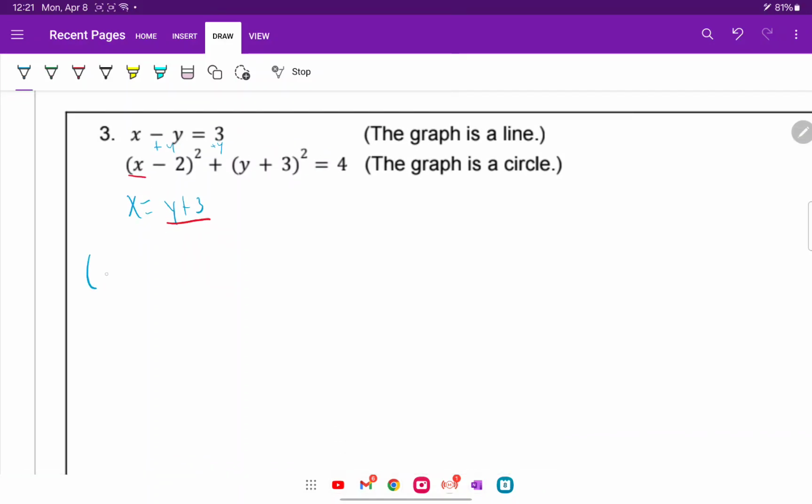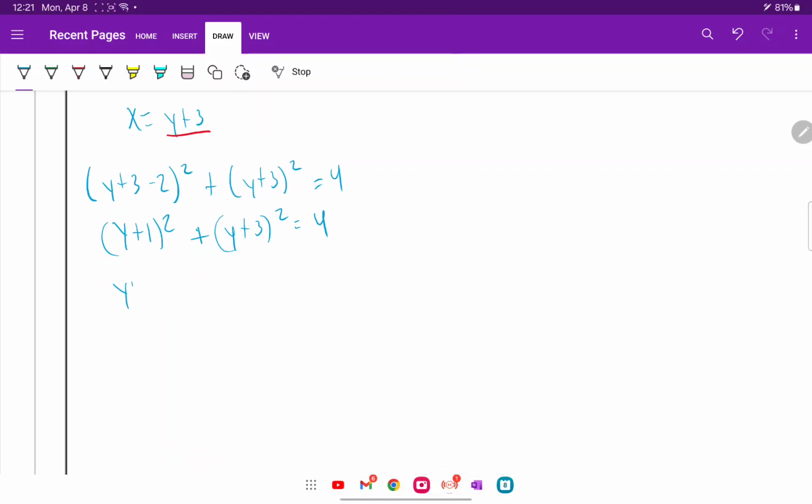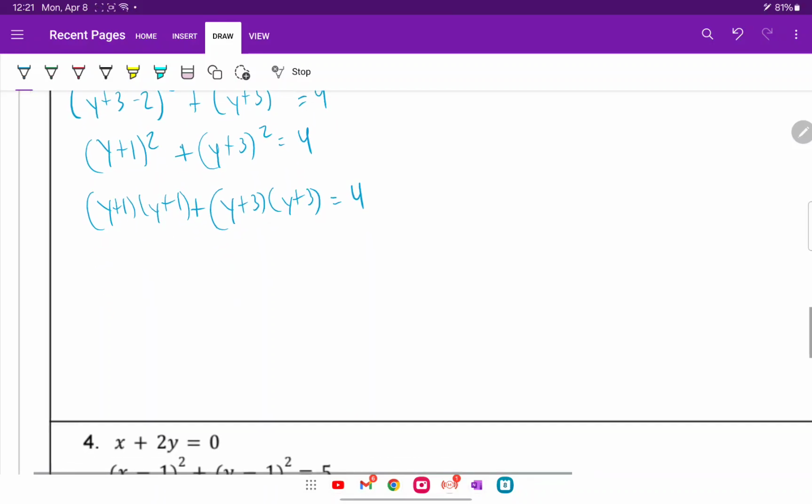So (y plus 3 minus 2) squared plus, here we're going to do y plus 3 squared is equal to 4. And then we get (y plus 1) squared plus (y plus 3) squared equals 4. So what we're going to do to solve this is first write the y plus 1 squared twice, so we can FOIL that out. And we're also going to write out the y plus 3 twice and FOIL that out. And don't forget that plus sign in the middle and bring down your 4.